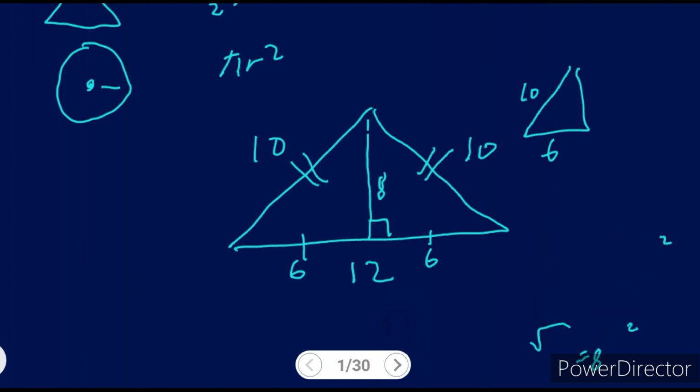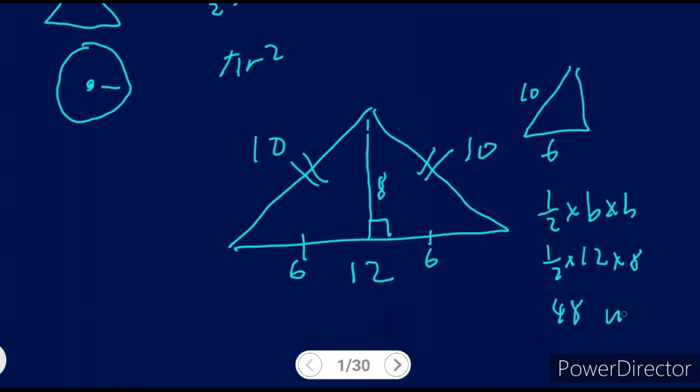Now we can find the area of this triangle. So the area of this triangle is half of the base times the height. From here it's going to be half of 12, which was the base, times the height, 8. So half of 12 times 8 should be 48. Since it's area, we're going to say units squared.